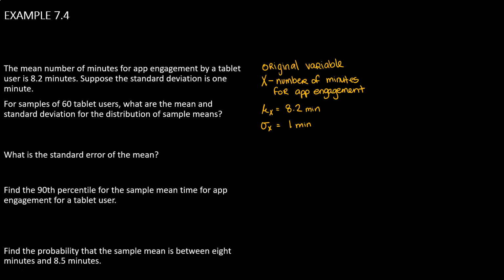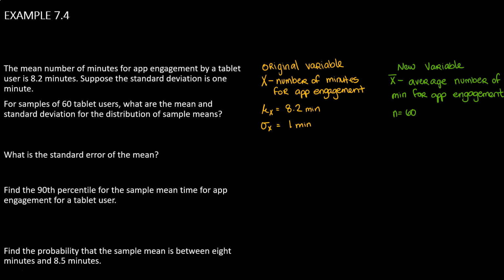Now we're ready to employ the central limit theorem to create a new variable, which represents the set of all of the samples, so the average number of minutes for app engagement. Notice that the original variable and the new variable are so similar. The only thing that's different is that the new variable is talking about averages, and the original variable wasn't. The original variable talked about individual tablet users. The new variable talks about samples and averages of samples. This new variable is using samples of size 60.